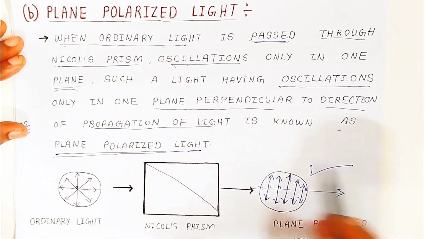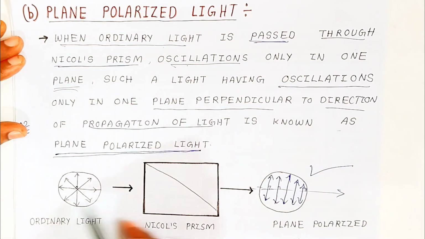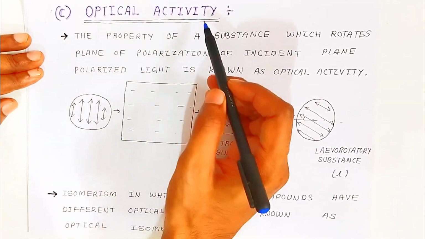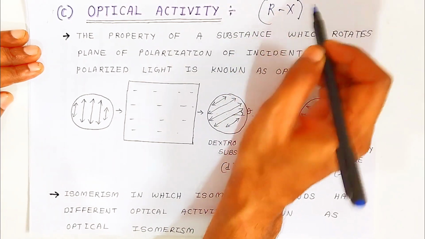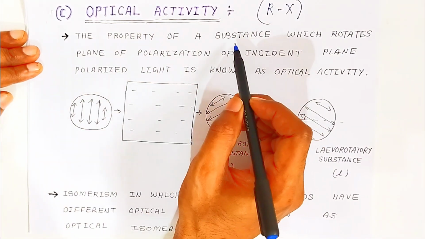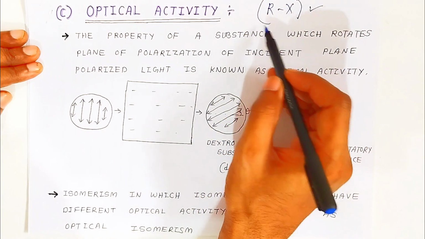Understanding? So this light is called as what? Plane polarized light. This is ordinary light. Now this light is called plane polarized light. The third term in optical isomerism is called optical activity. Which alkyl halide is having optical isomerism? The property of substance, here the substance we are taking is alkyl halide.